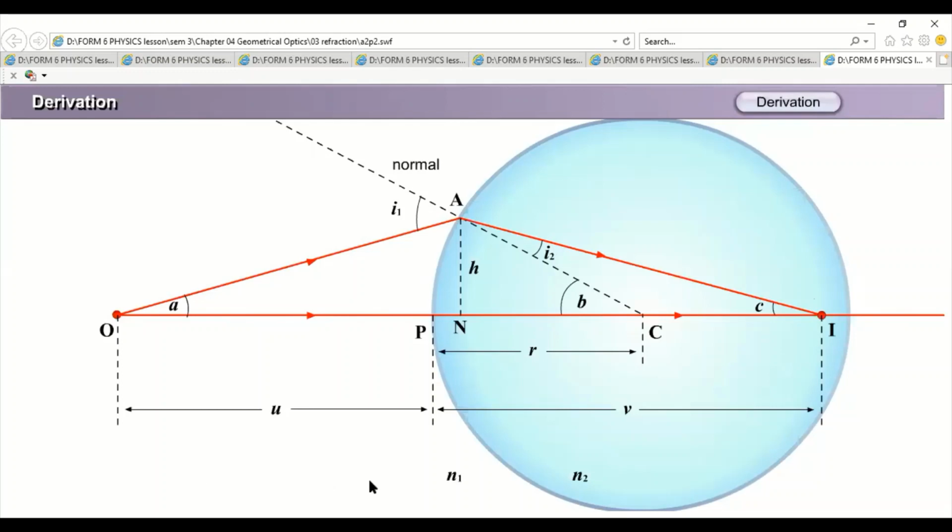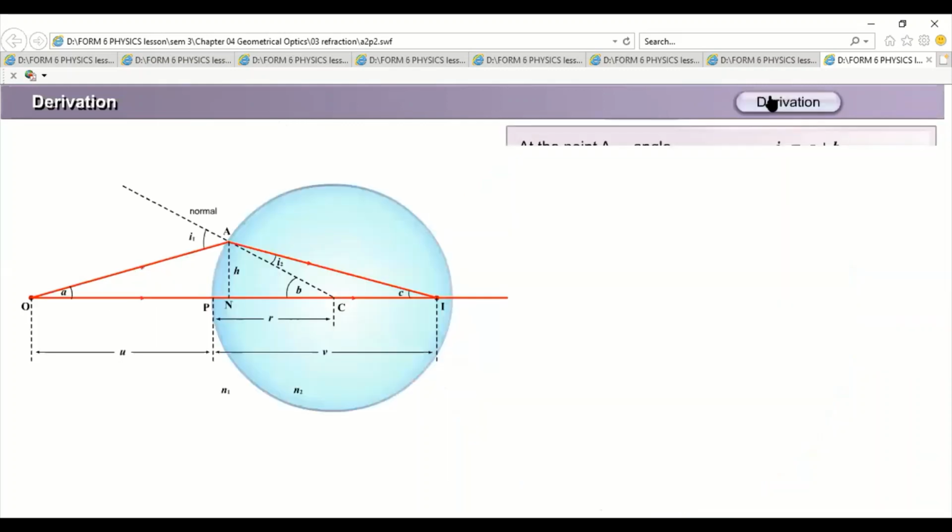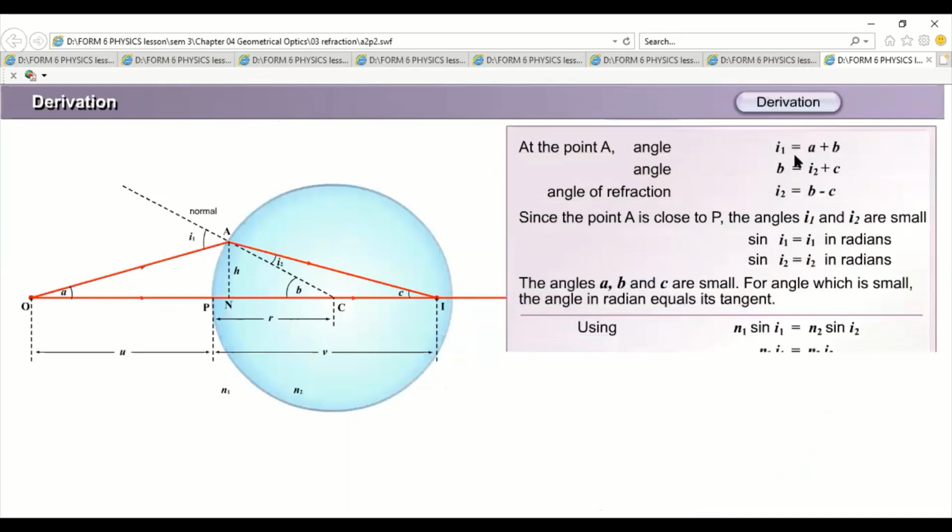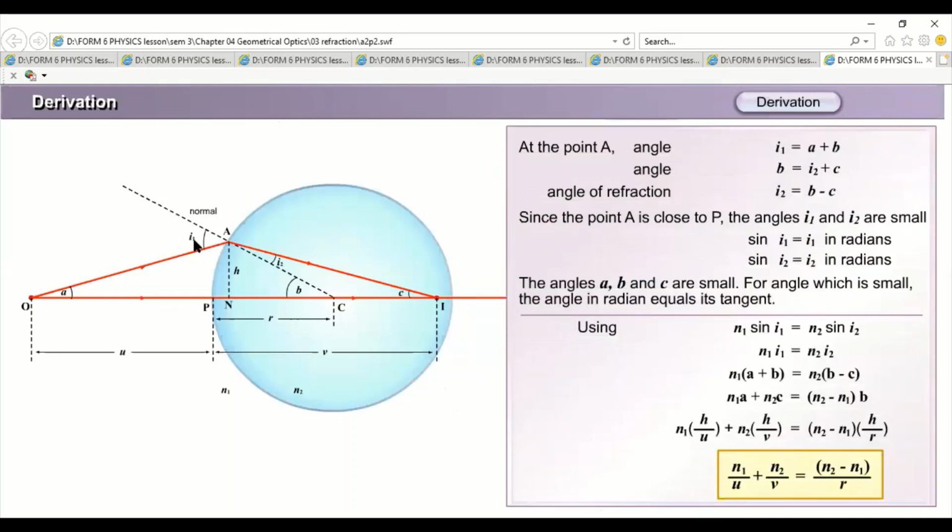So that means we have two media, N1 and N2, with the object distance, the image distance, and the radius of curvature of the curved surface. We can notice that I1 is equal to A plus B. And B is equal to I2 plus C. As a result, I2 equals B minus C.